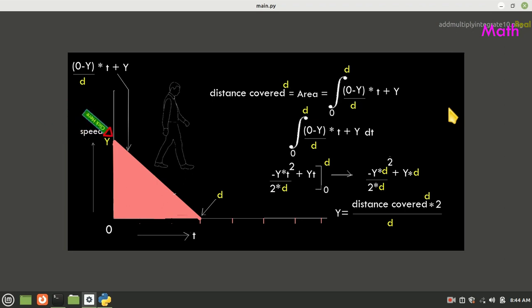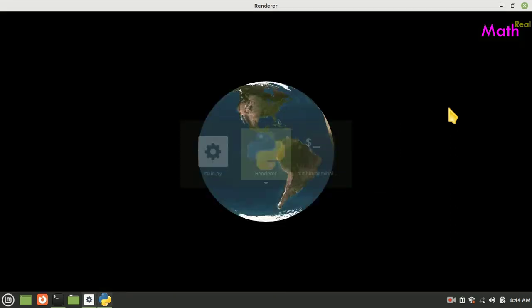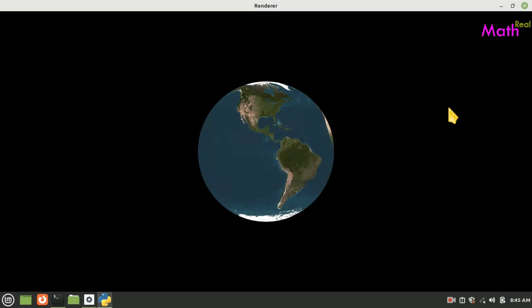So it is starting with speed y, meaning speed is high, and then speed is decreasing, and at a certain duration speed is zero. So this is the model we are implementing. We know the distance, how much distance this globe has to rotate. So 360 degrees means 2 pi radian, that is the distance.